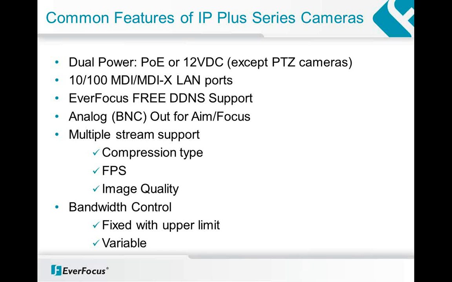Multiple streams are supported, so you can configure each camera to choose a specific compression type. You can set the camera to stream at a certain frames per second. You can set it to a specific picture quality. Bandwidth control, fixed with an upper limit: you can set a high limit value or a low limit value on the bandwidth that the camera needs to stream out to the network. Or you can set it to variable.